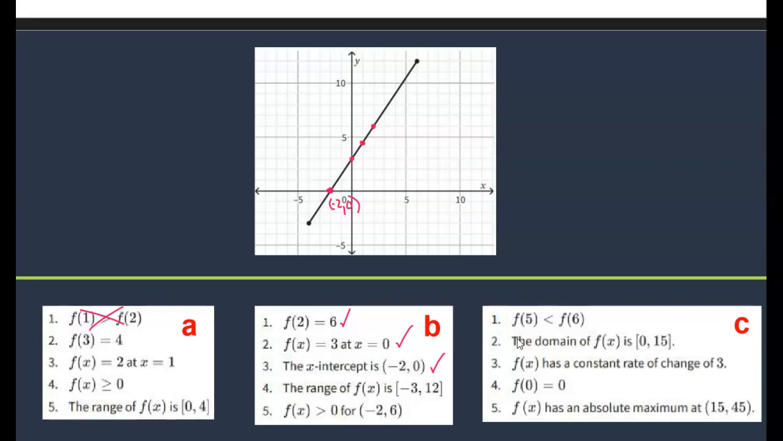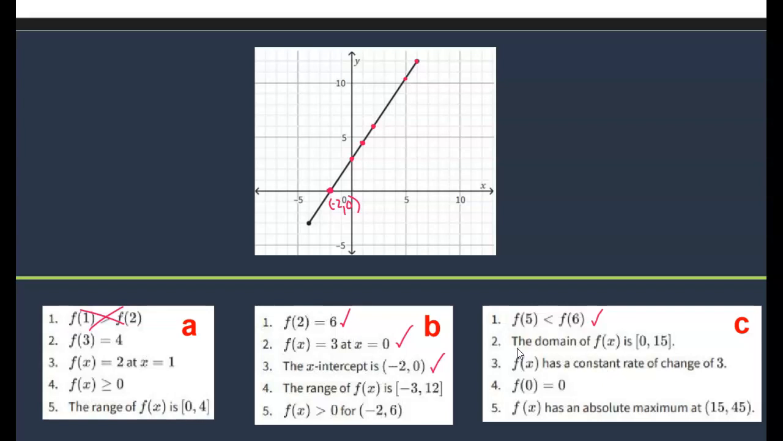So let's look at C really quick and see if we can eliminate this one. F of 5 is less than f of 6. Is that true? Well, let's see. F of 5 is right here. F of 6 is right here. So f of 5 is in fact less than f of 6. That is accurate. Uh-oh. Looks like we've got matches on 2 of them now.